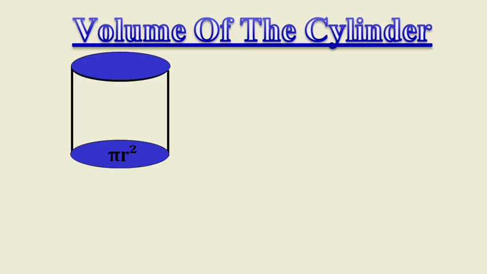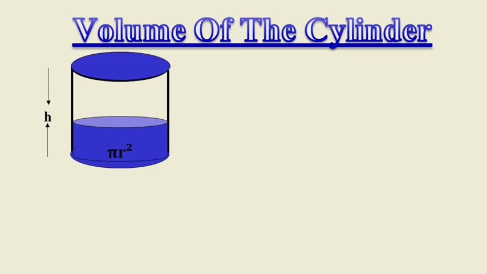So this is a cylinder. We need to find out the volume of this cylinder. So first we are going to derive a formula to calculate the volume of this cylinder. As we discussed in our previous video, the volume of any regular shape is the same as base surface area into height. So this is the height of our cylinder.